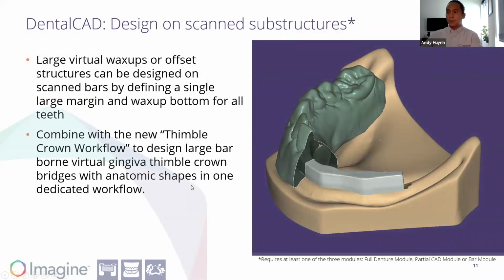All right, so going into the next example, we have your design on scan substructures. Your large virtual wax ups or offset structures can be designed in and can be formed with a large margin and wax up bottom for all the teeth. And you can combine that with the thimble crown workflow to create your bridges with anatomic shapes in one design.